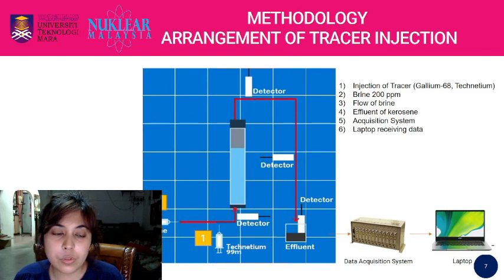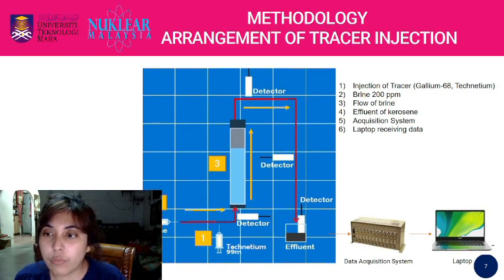After injecting the brine, there is a detector, so it will flow to the sandpack, and then flow through the detector and the effluent. The detector will detect the flow of the technetium and also the flow of the brine. After that, it goes to the data acquisition system, and through the laptop we can receive the data.